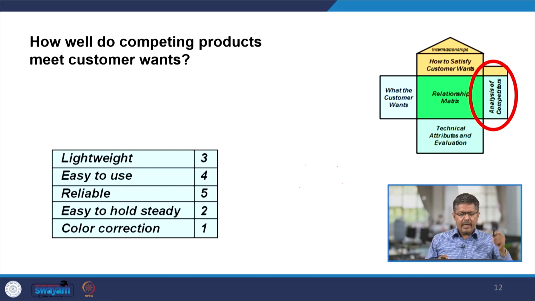Now, coming to this slide, we will see how well the competing products meet the customer wants. For example, let us say there are 3 companies, company X, and then company A and B.